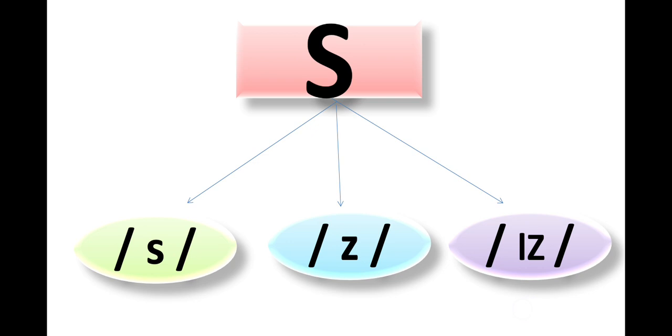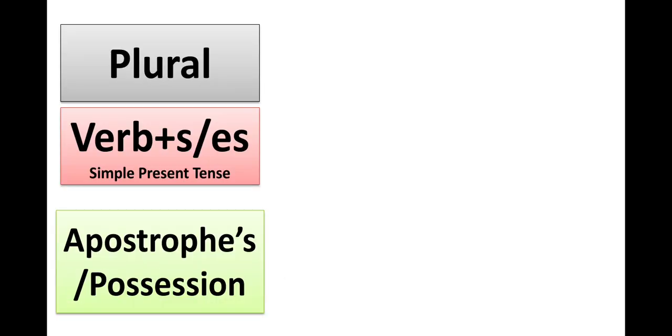Okay, now I'll give you examples for these 3 sounds which this letter S has, by giving you the same examples which I gave you just now. So you see, in plurals, in simple present tense verbs, and in apostrophe. These were the examples which I have given you. So letter S having s sound, having z sound, having iz sound. So you just see these examples again.